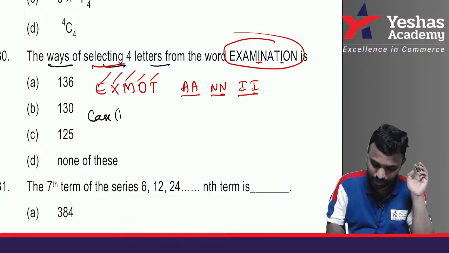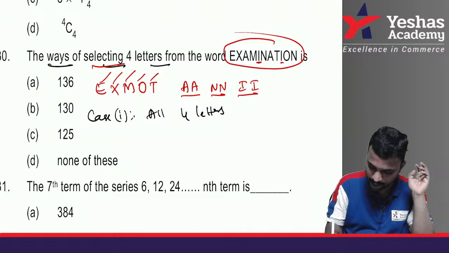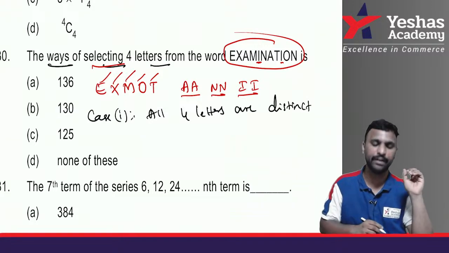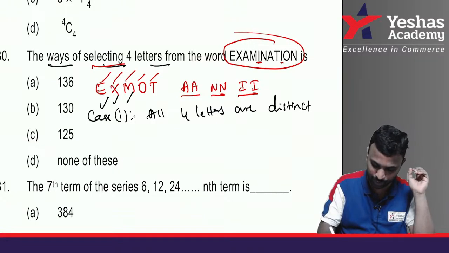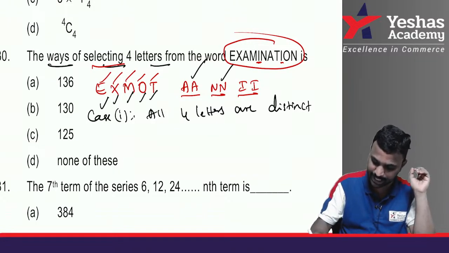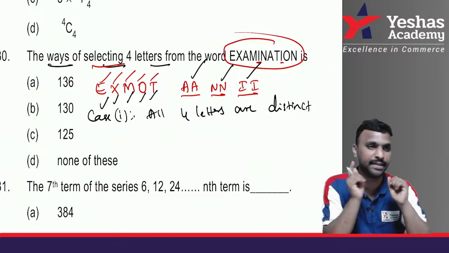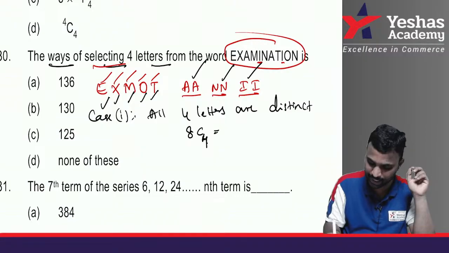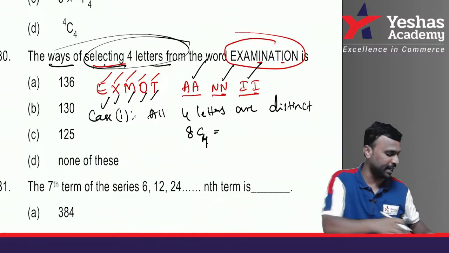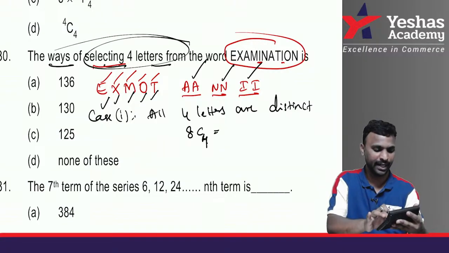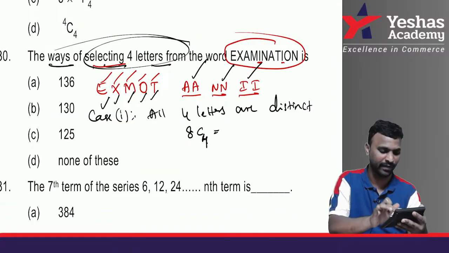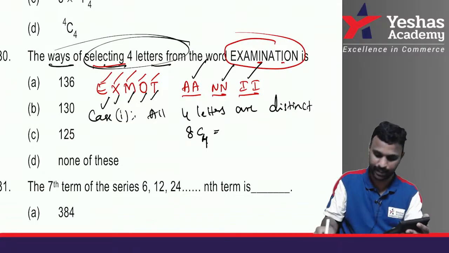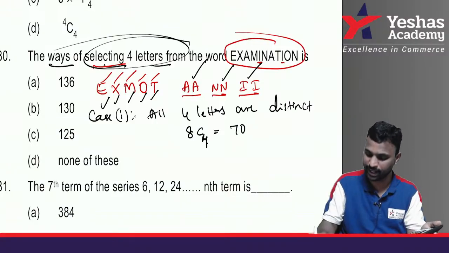Case 1, all 4 letters are distinct. What do you mean by distinct? Different. Now, how many distinct letters are there? 1, 2, 3, 4, 5, 6, 7 and 8. 8 distinct letters are there. From these 8 distinct letters, you have to select 4 because it's a selection question. It's a combination. So 8C4, 8 into 7 into 6 into 5 divided by 4 factorial is 24. The result is 70. We are not yet done, guys.